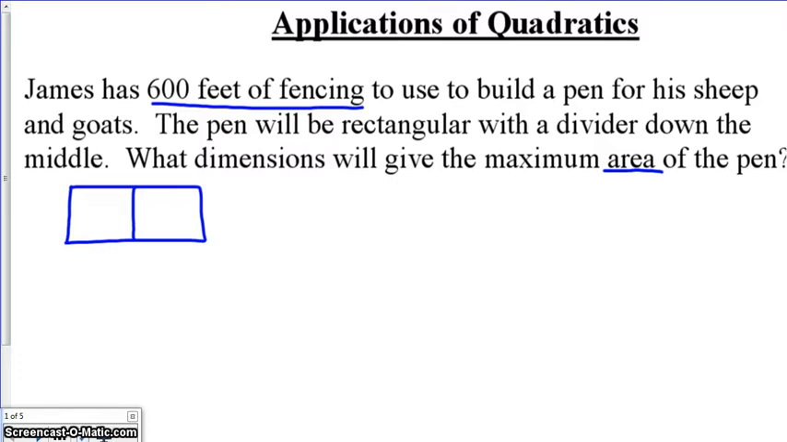Well, if we think about it, we're talking about two different things. 600 feet of fencing is going to give us a perimeter, but then we want to find the area. So in order to do that, we have to deal with our length and our width. Okay, I'm going to label my length and my width.